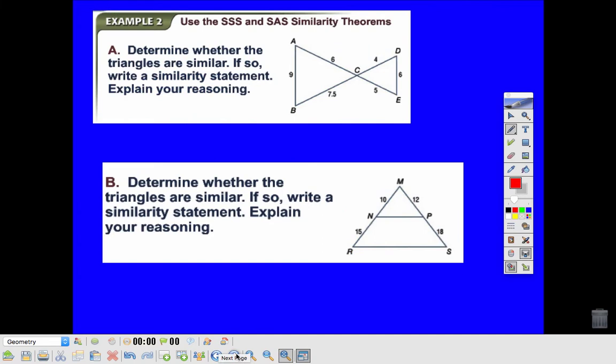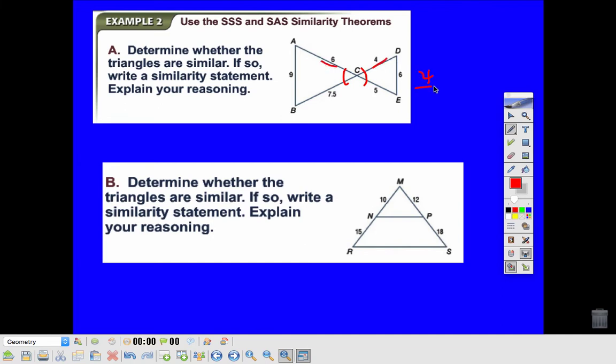So here again, determine whether they're similar and then explain your reasoning. So we can set up a proportion and side. So we know that this angle is congruent to that angle. So now we have a side, angle, side, side, angle, side. So we have to see if the proportions are equal.